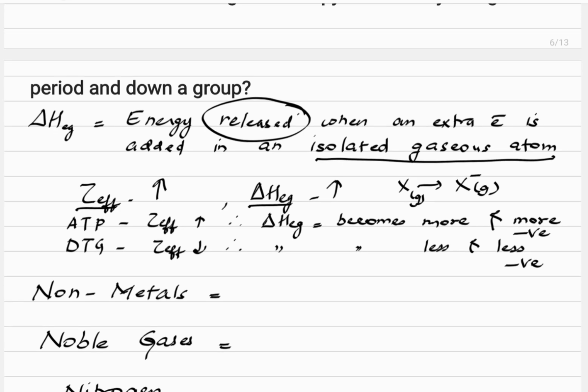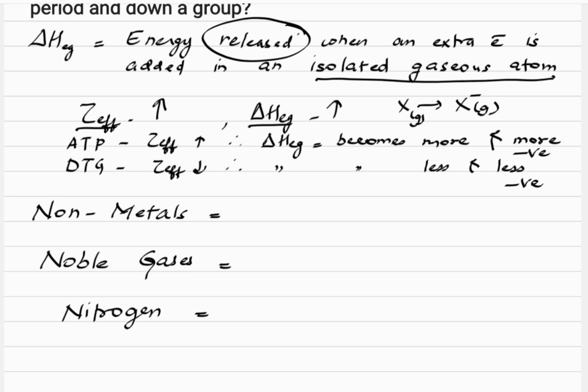Now generally non-metals, because non-metals lie towards the right in a periodic table, they have very high Z effective, so they tend to have higher or more negative electron gain enthalpy. So whenever you see values like 300 or minus 200, those values indicate that it's a non-metal.